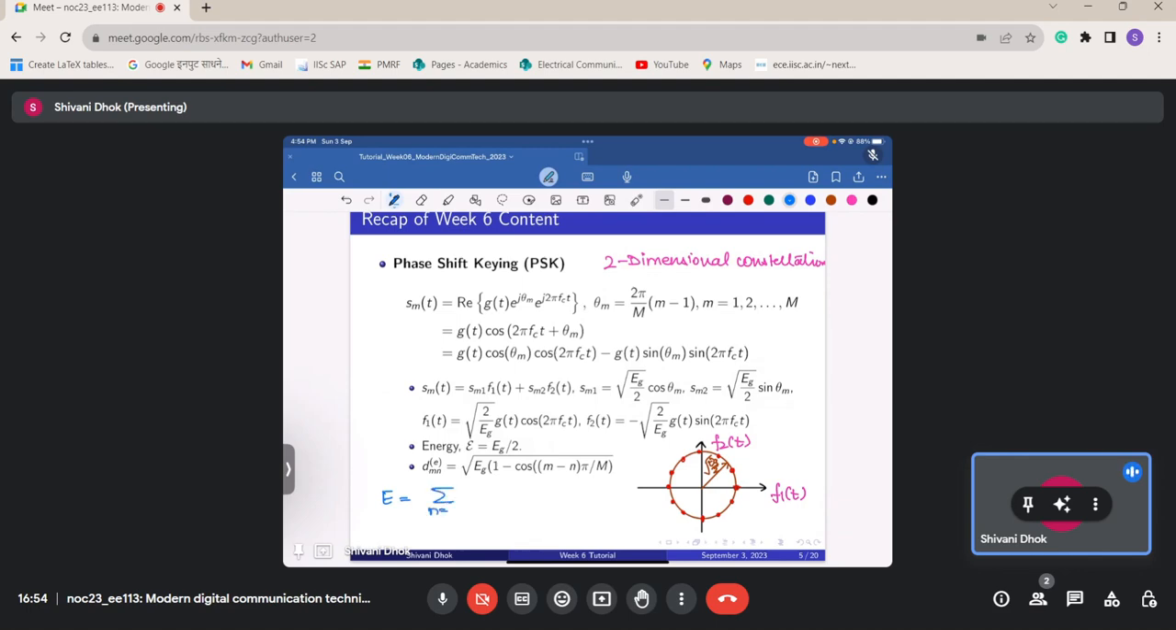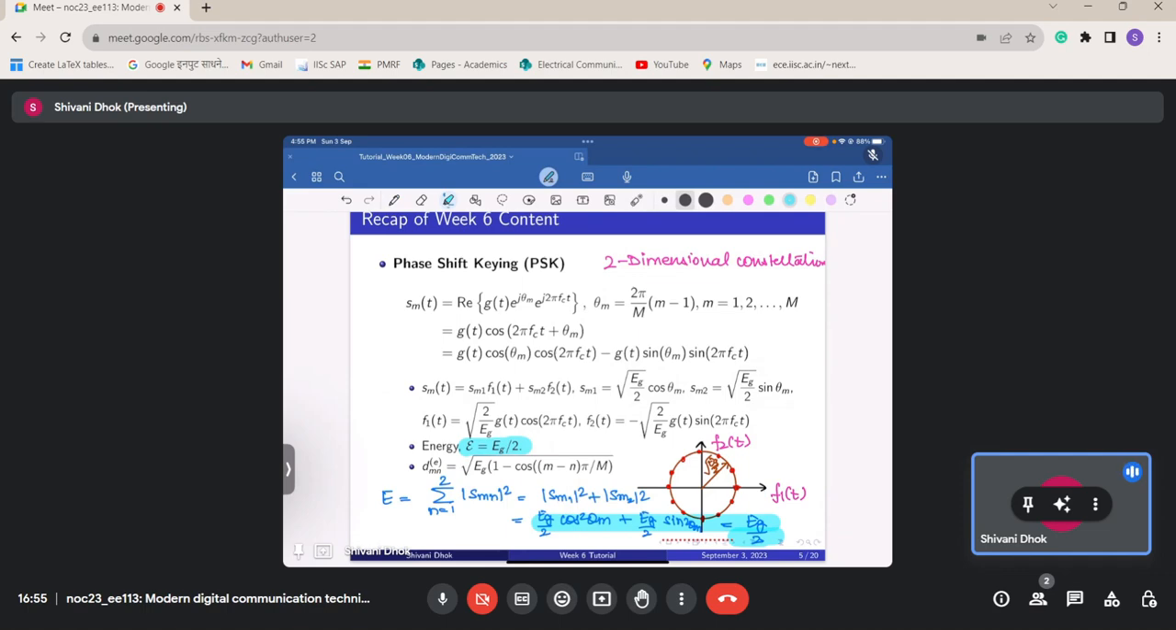summation n equal to 1 to capital N. N is the number of dimensions, and here the number of dimensions for this PSK is 2, so n equal to 1 to 2, magnitude of SMn square. So this is basically magnitude of SM1 square plus magnitude of SM2 square, which comes out to be Eg by 2 cos square theta m plus Eg by 2 sine square theta m, which comes out to be Eg by 2, which is exactly the same thing that we obtained previously by solving that integral.